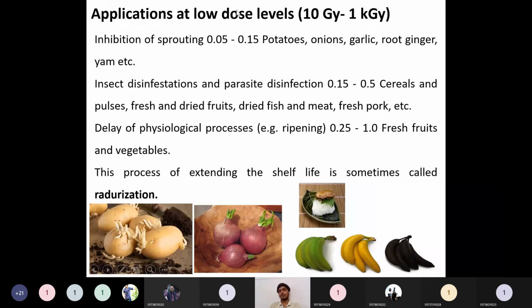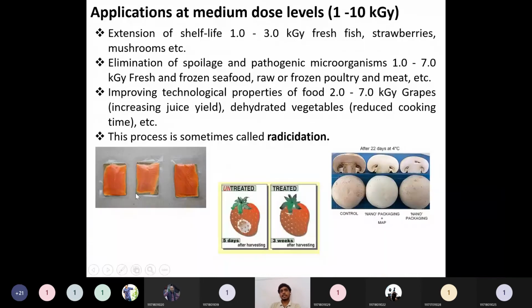This low dose level processing is sometimes called radurization. So this is called radurization: the low dose level process, up to 1 kilogray, which takes place due to irradiation. Then the next application is the medium dose level. This medium dose level is in between 1 to 10 kilograys. This is also very much safe according to FSSAI. Up to 10 kilograys, this is very much safe.